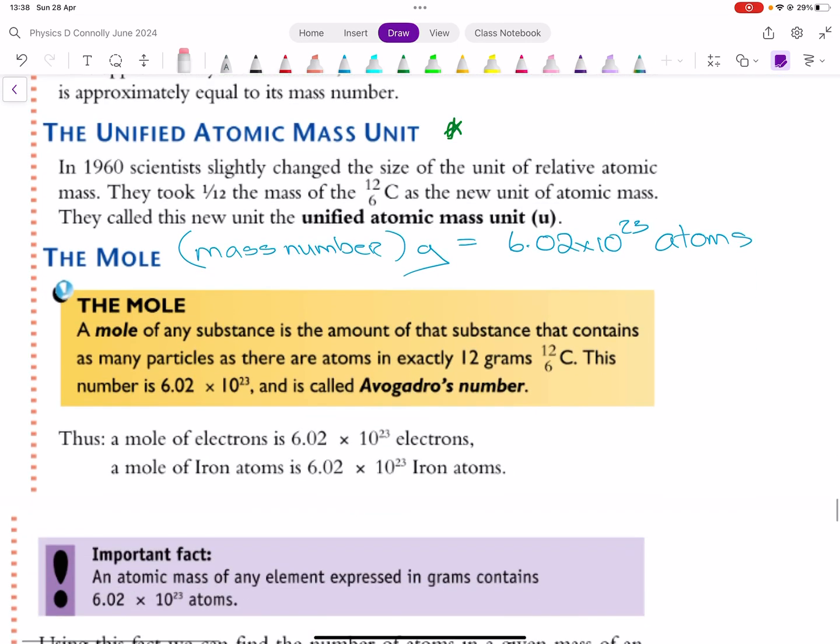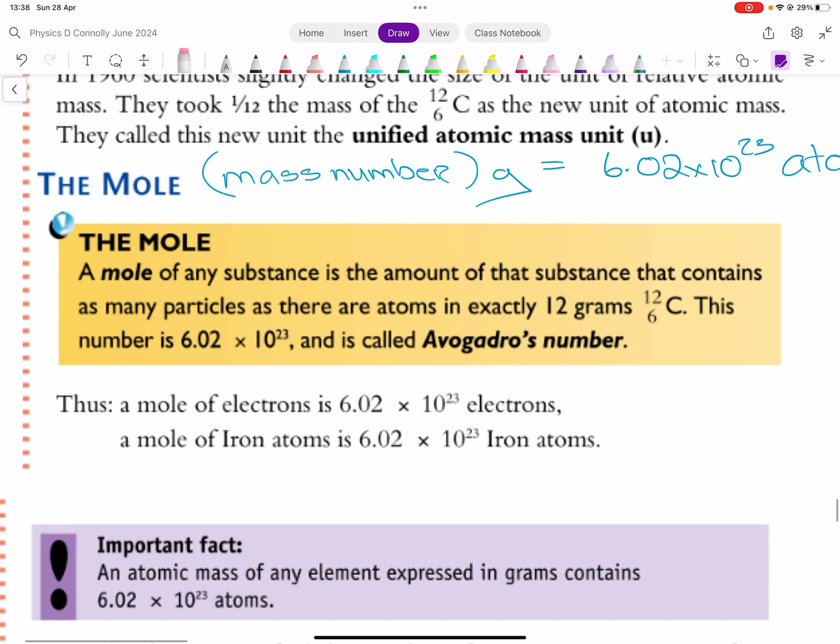A mole of a substance is the amount of that substance that contains as many particles as there are atoms in exactly 12 grams of carbon-12. This number is 6.02 by 10 to the 23, and it's called Avogadro's number.